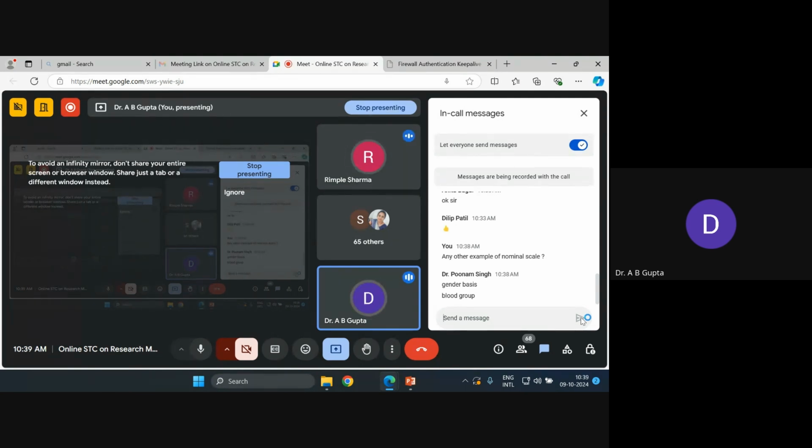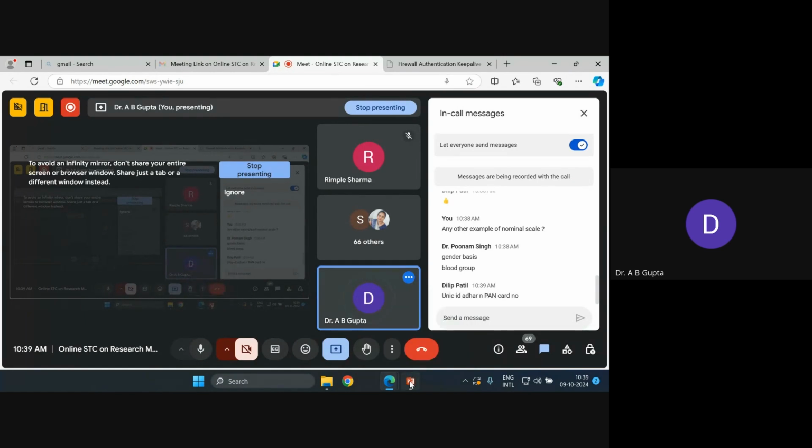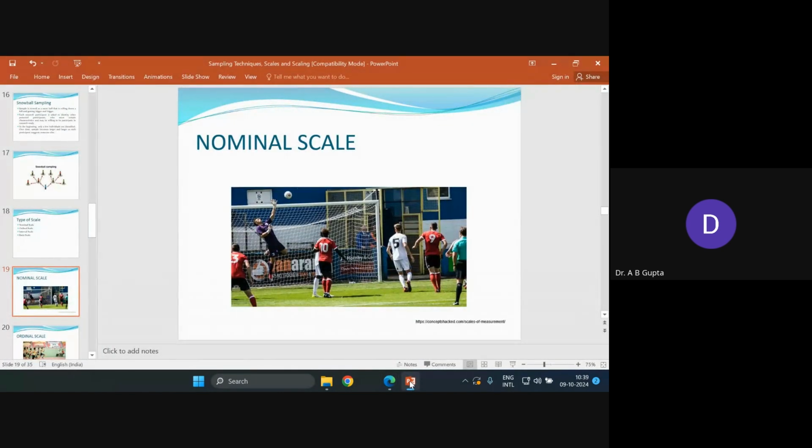Gender also, male, female. Even a phone number, you are being allotted some phone number, otherwise it has no meaning. It is just to identify and keep track of these numbers. Aadhaar number, PAN number. Yeah, perfectly all right, Dilip, very good. PAN number, Aadhaar number, all these things are nominal. Very good. Okay, then we go to the next scale.